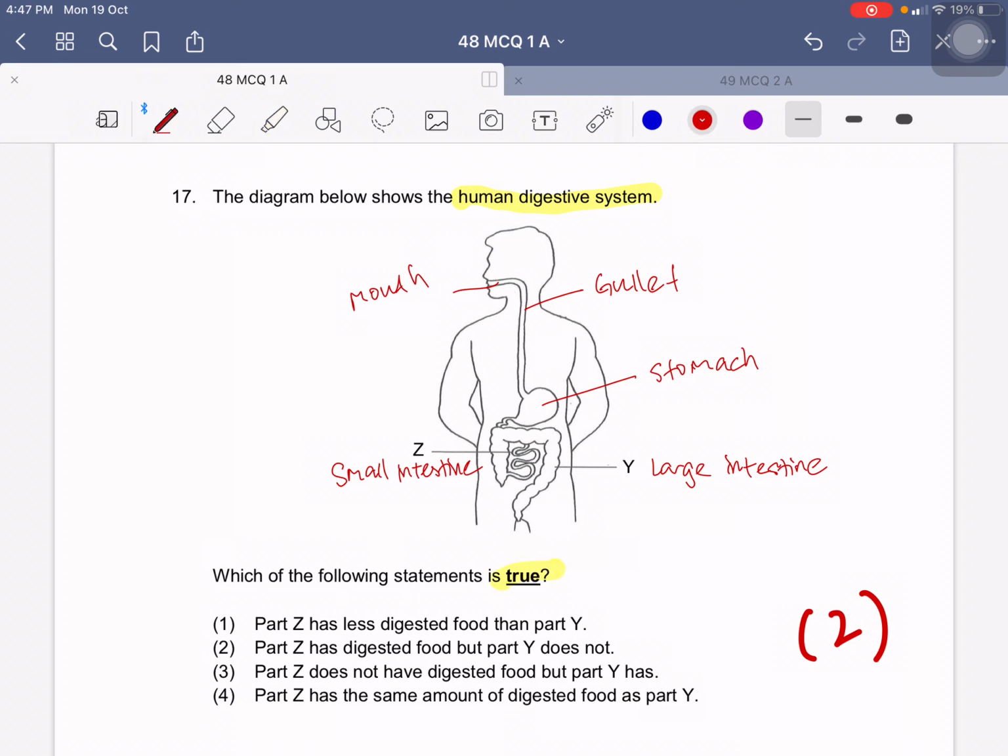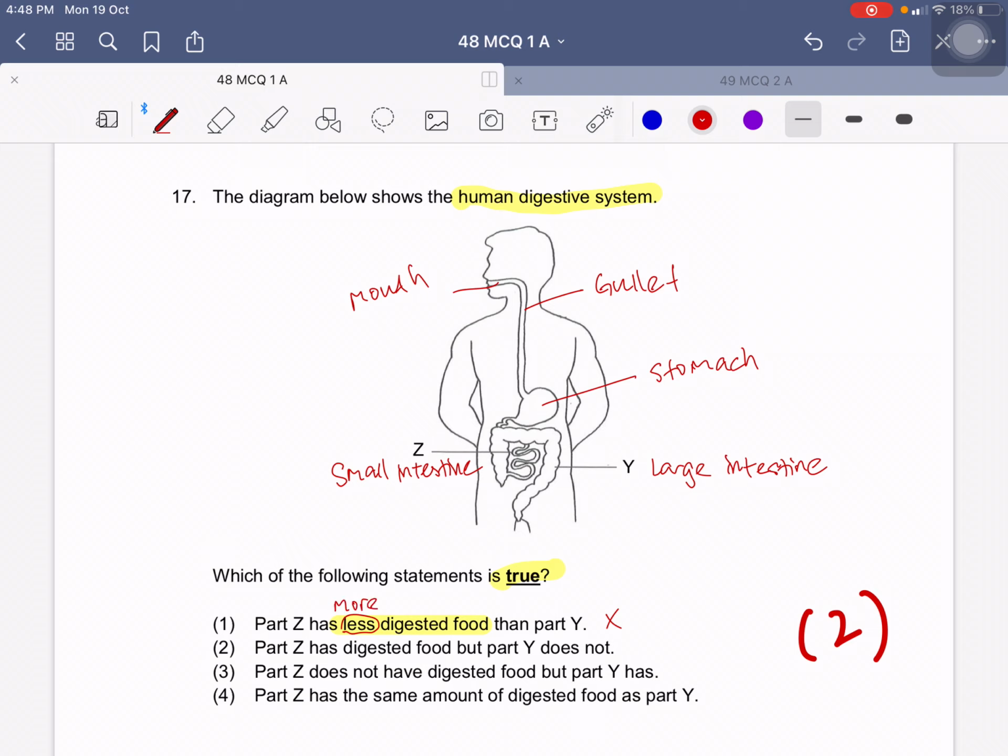So number 1, part Z, that means the small intestine, has less digested food than part Y. Less digested food, this is actually not true. The food travels down and will reach the small intestine first. So there is actually more digested food than in the large intestine. So it should be more. So it's not correct.